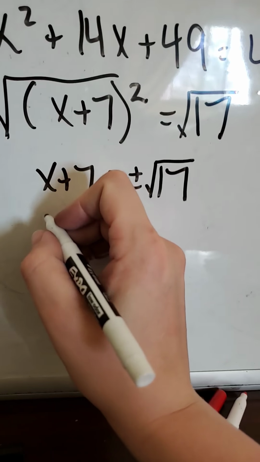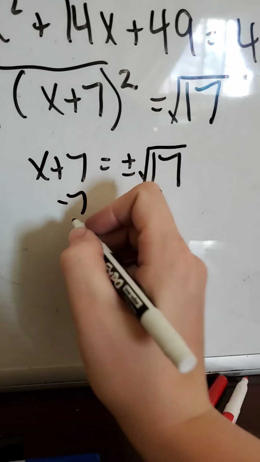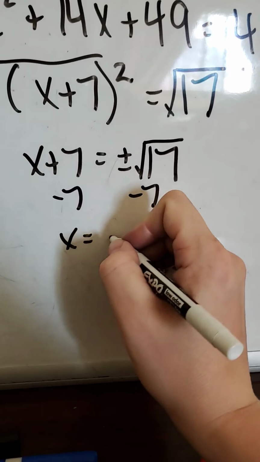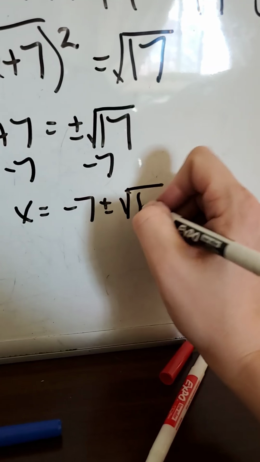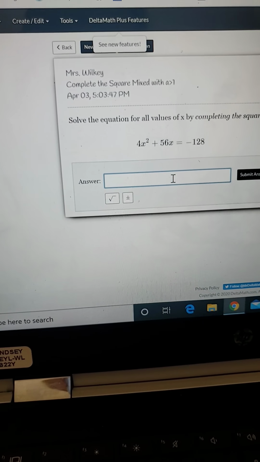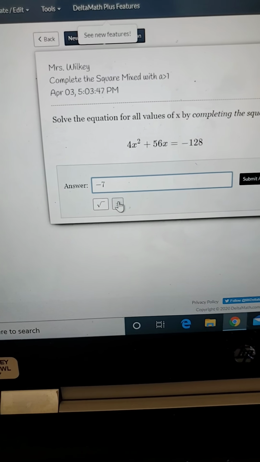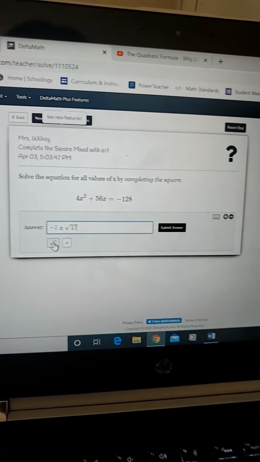All right. And then I just subtract 7 from both sides. So this gives me x equals negative 7 plus or minus the square root of 17. And that is our answer. And it's easy to put that in here because we have negative 7, and then we just hit this little plus or minus the square root of 17.